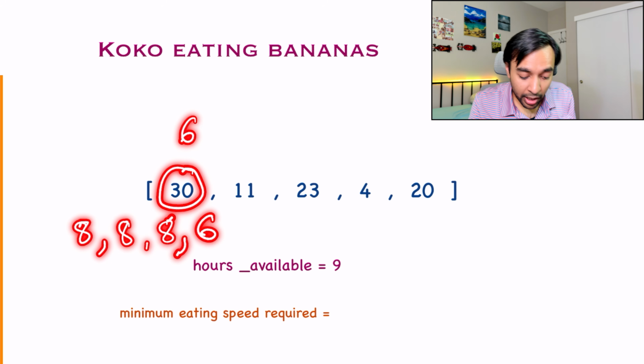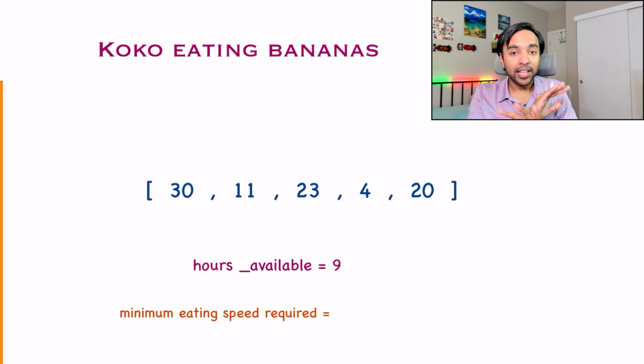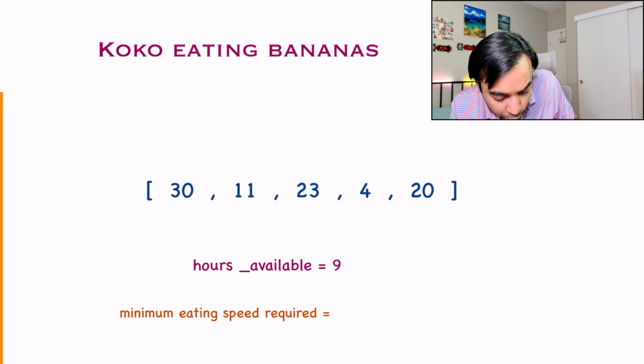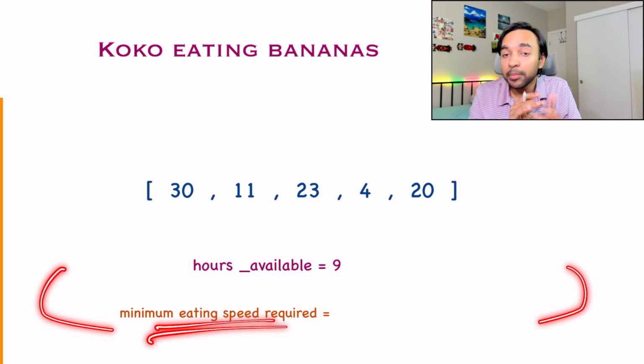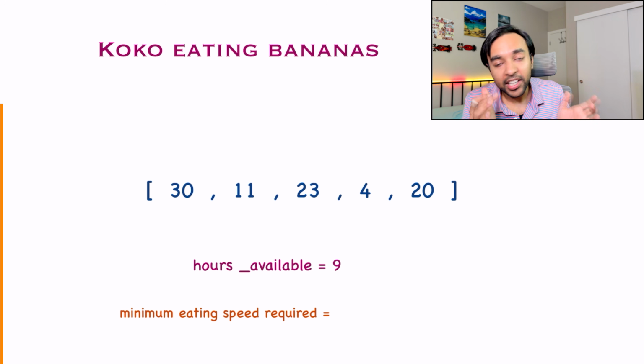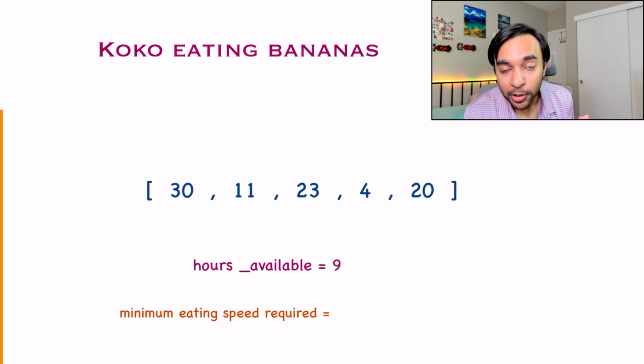He cannot eat 2 bananas from this pile. That's it. This is the only catch you have to be careful about. So how do you find out the minimum eating speed of Koko? You might have already guessed it. It is very similar to the previous problem, right? Try to think like this.